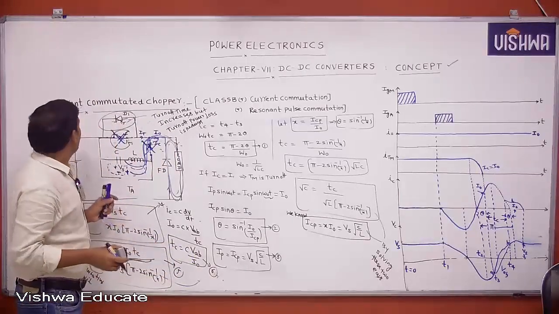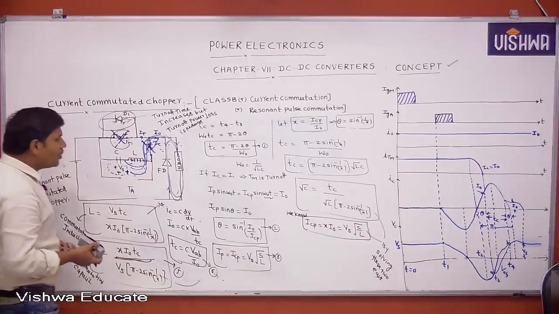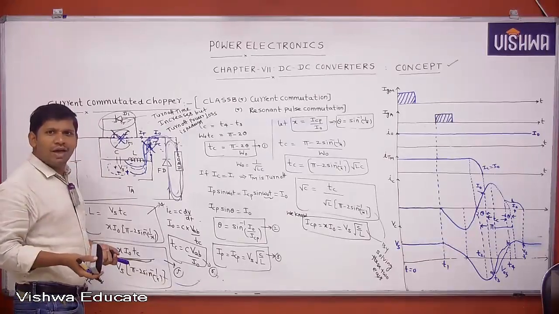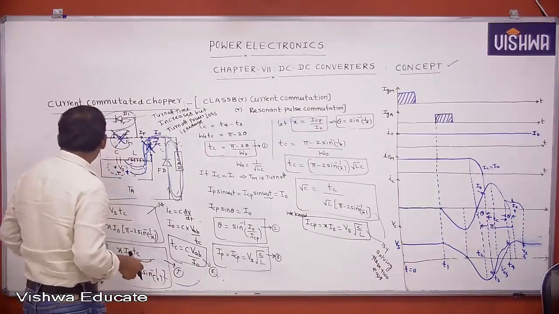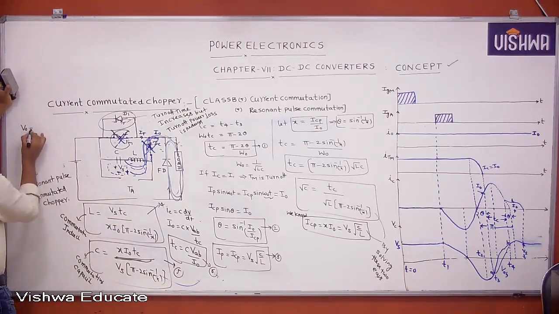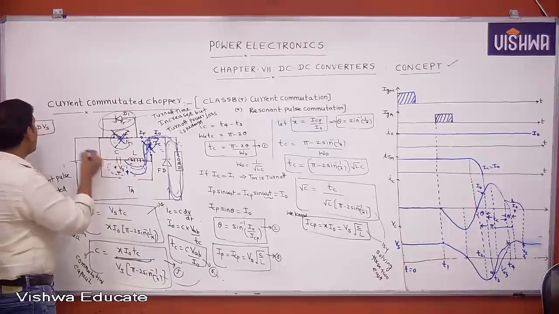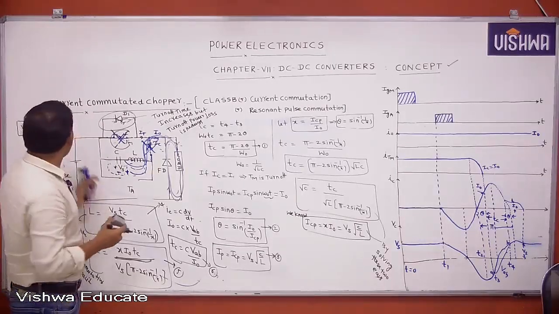But what is the average output voltage in the case of the current commutated chopper? The theoretical value and practical value are both the same. That's why in the case of the current commutated chopper, the average output voltage V0 equals dVs only. It is similar to which one? The step down chopper. Either theoretical or practical values, we get the same values, no difference. Then V0 equals dVs.